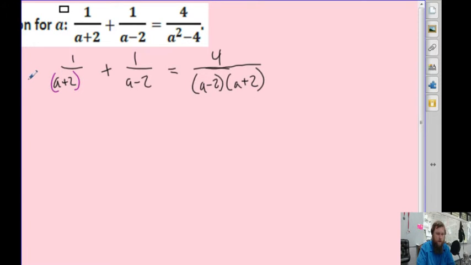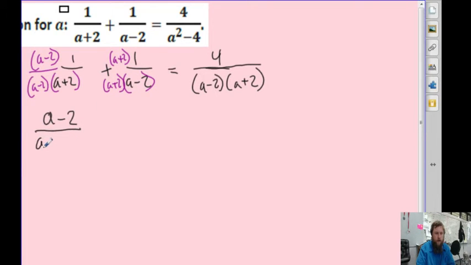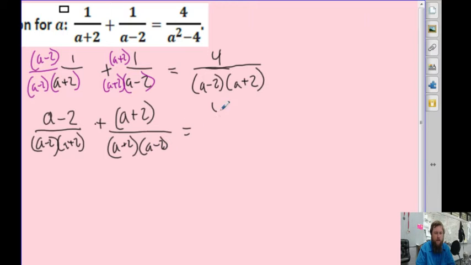On the first one, I'm going to have to multiply by a minus 2 on the top and bottom. And on the second one, I'm going to have to multiply by a plus 2 on the top and bottom. So when you do this, I'm going to have on the left side 1 times a minus 2, or just a minus 2, over a minus 2 times a plus 2, plus 1 times a plus 2, so just a plus 2, over a plus 2 times a minus 2, equals 4 over a minus 2 times a plus 2.